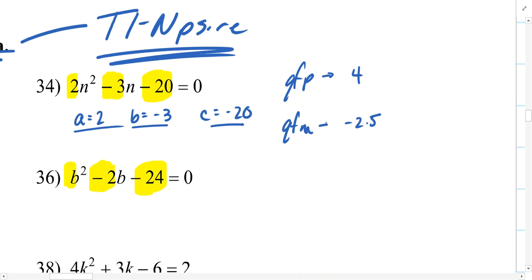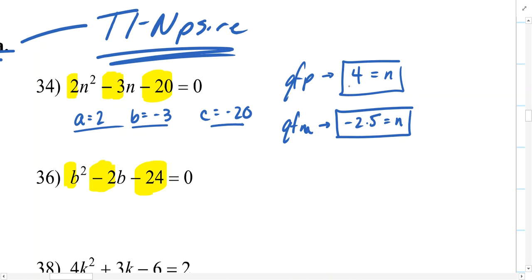Maybe we shouldn't use the equal sign here, but an arrow instead. This would be my way of saying the QFP gives us the solution of 4, and QFM gives us the solution of negative 2.5. But what we're really saying is that n is equal to 4, and n is equal to negative 2.5. Those are the two numbers, and the only two numbers that exist in the universe that, when substituted into this equation, will make it equal to 0.